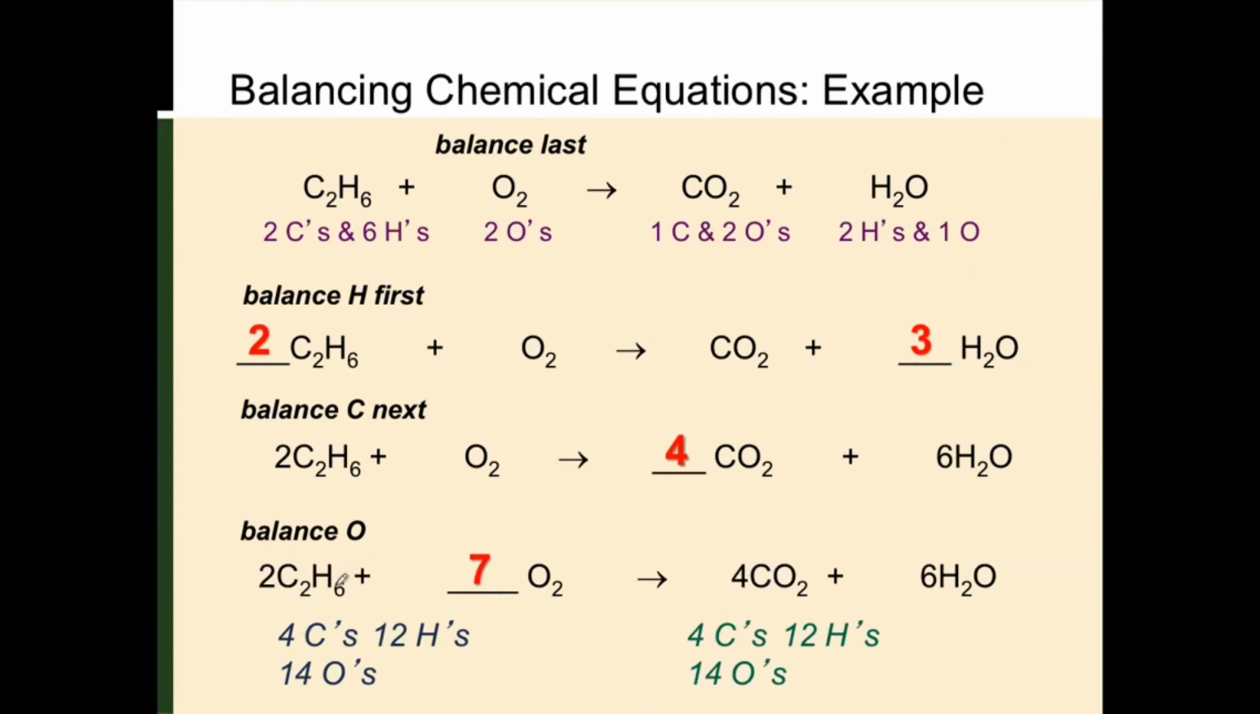The hydrogens, we have 2 times 6 is 12. So 12 hydrogens on our reactant side. We have 6 times 2 is 12 hydrogens on our product side. And then oxygens, we have 7 times 2 is 14 oxygens on our reactant side. And here we have 4 times 2 is 8, plus 6 is 14 oxygens on our product side. And so everything matches up really well, and we're very, very pleased.